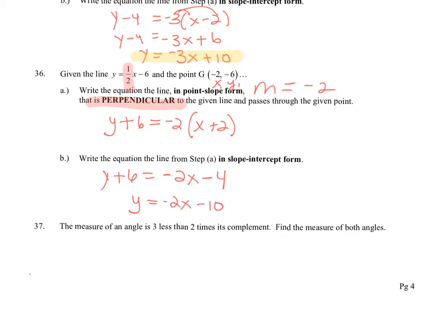And so now the two answers that I have here, this is my point slope form of the line that's perpendicular to the given line through the point G. And this is my slope intercept form of that.